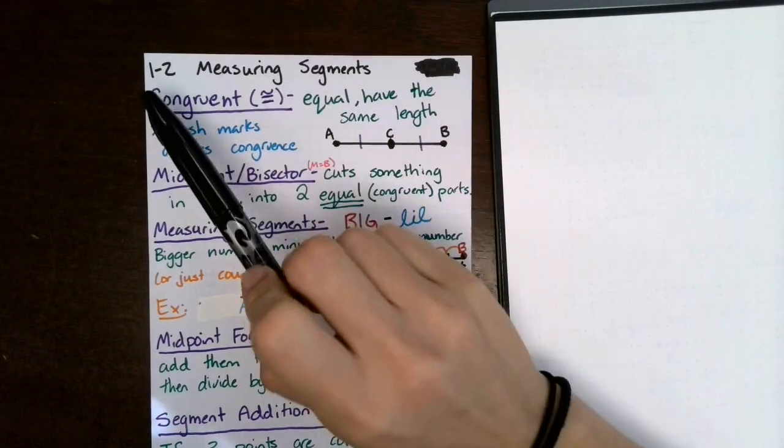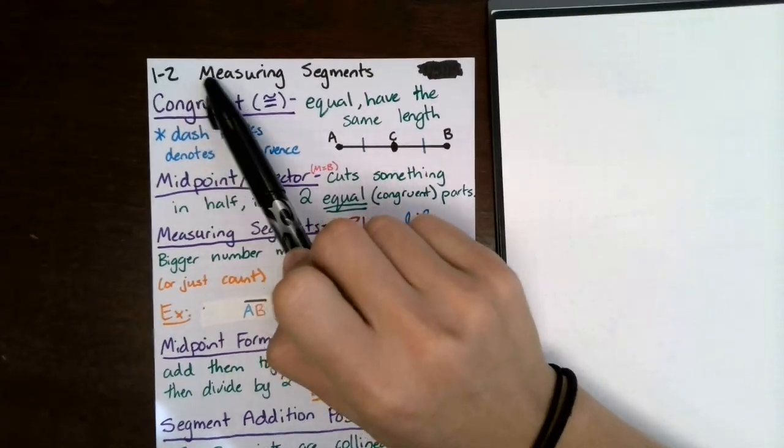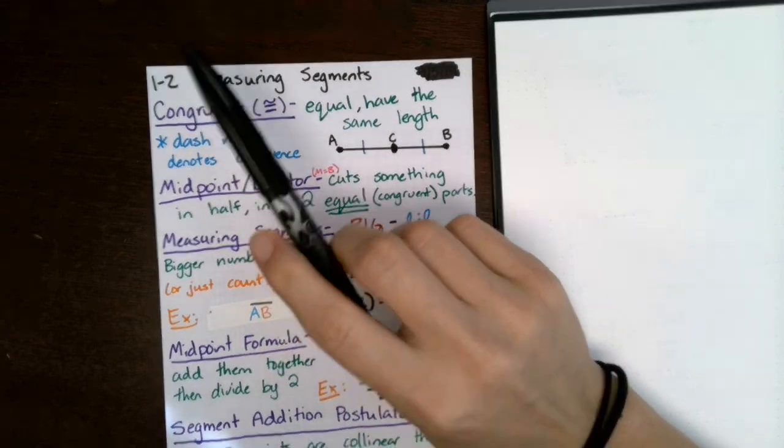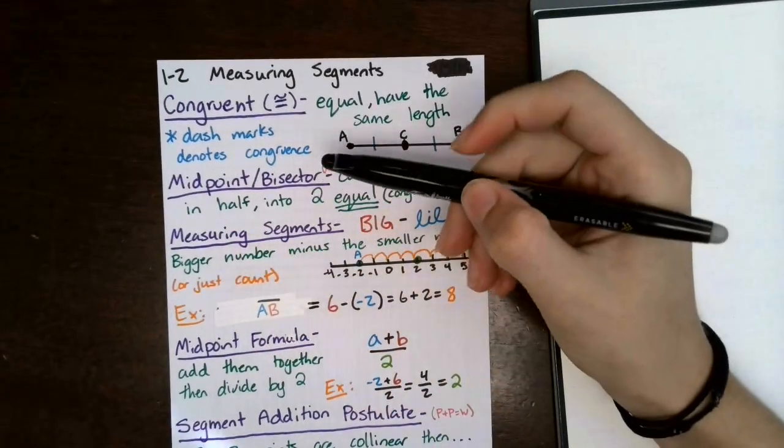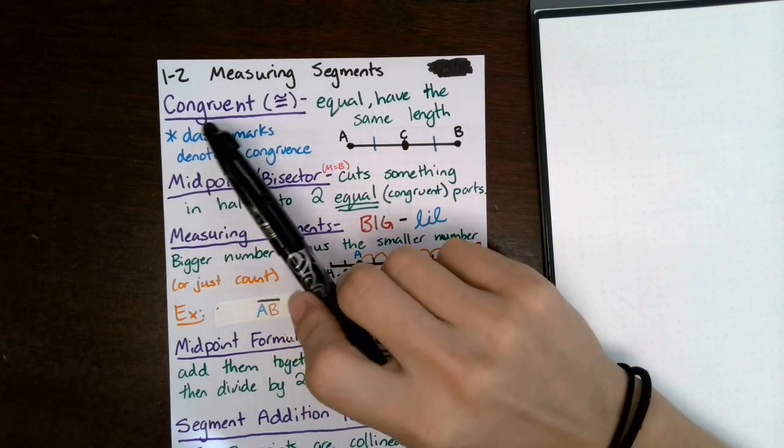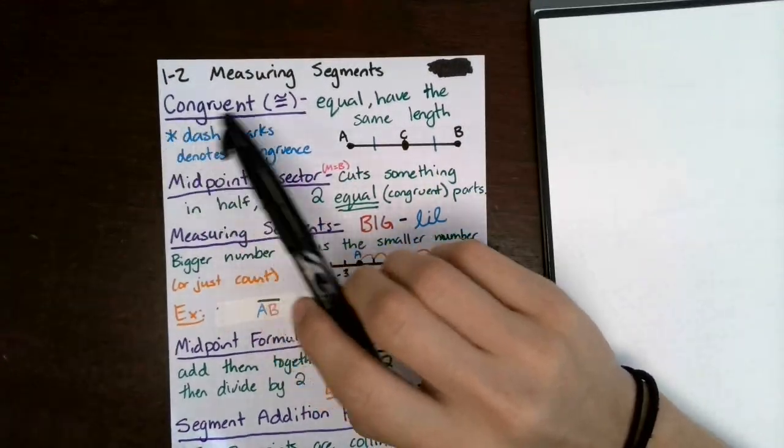Okay, so now we're here with section 1-2, measuring segments. This is topic 1, section 2 in our geometry textbook. First off, we're going to be talking about the word congruent.